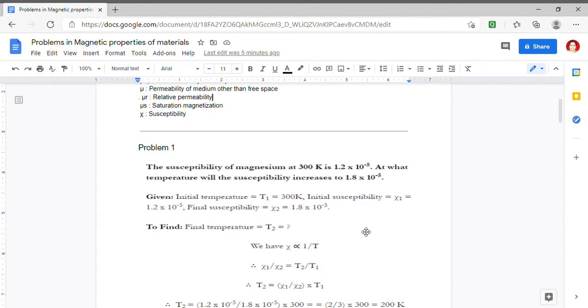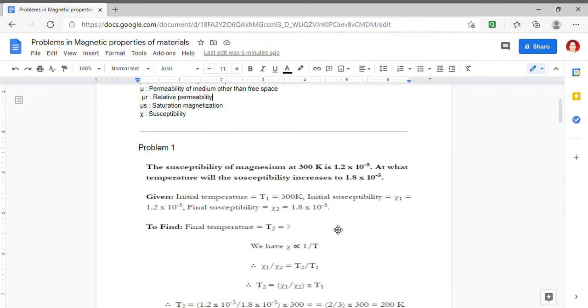So, first of all, we will write the data which is given in the problem. We are given the initial temperature T1, which in our problem is 300 Kelvin, and the susceptibility at this temperature is denoted by chi1 and it is equal to 1.2 into 10 raised to power minus 5. We are denoting the susceptibility at the unknown temperature as chi2, and this is given to us as 1.8 into 10 raised to power minus 5. We have to find the final temperature, T2.